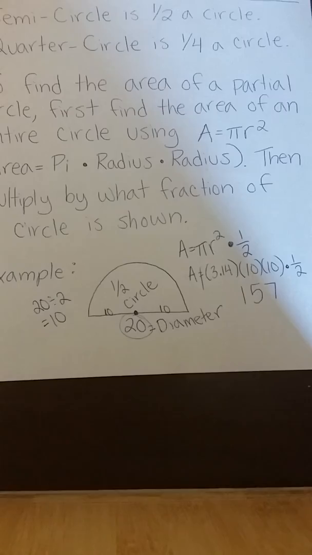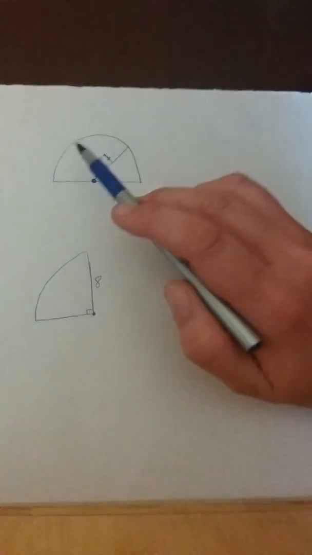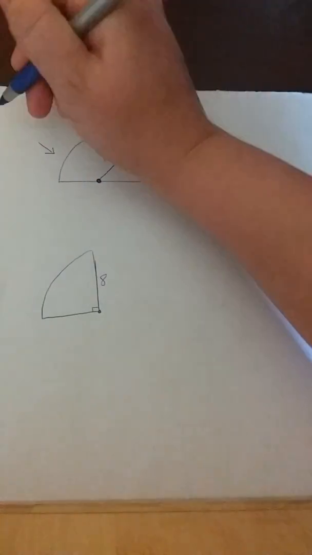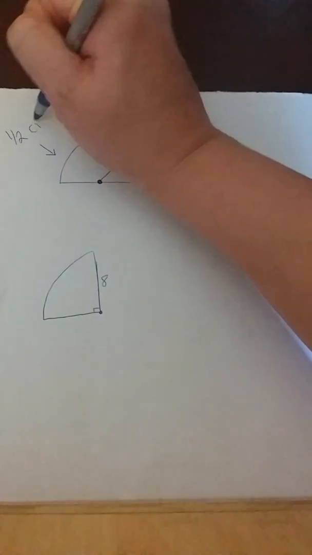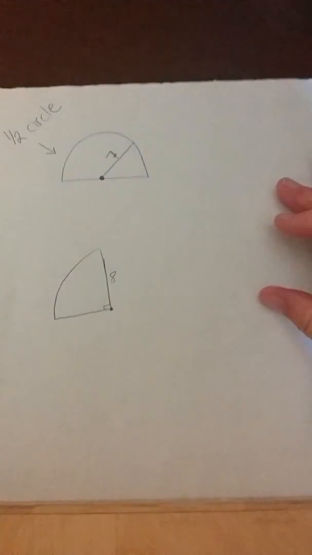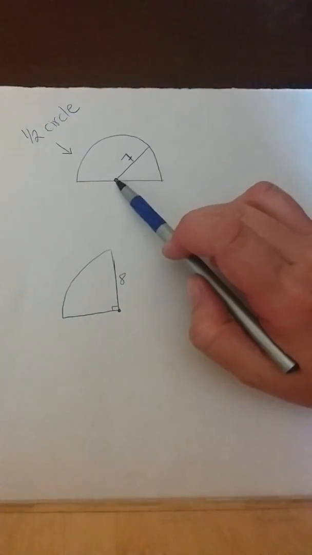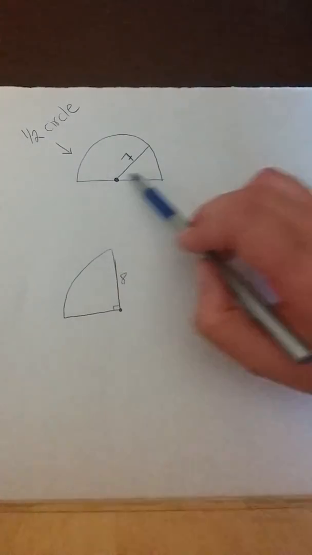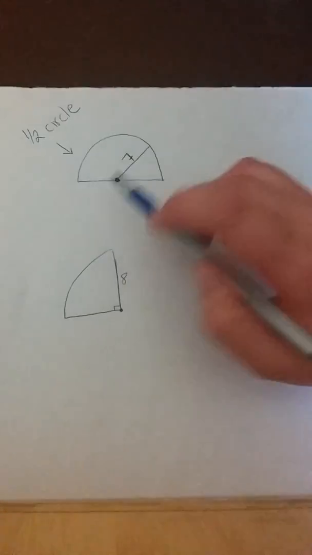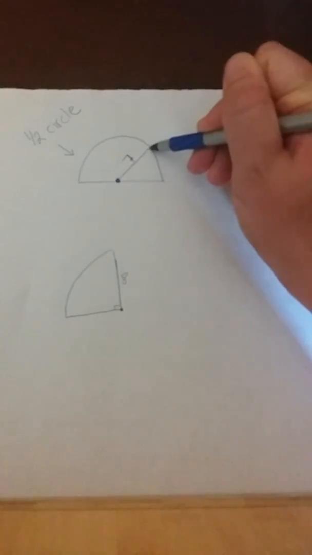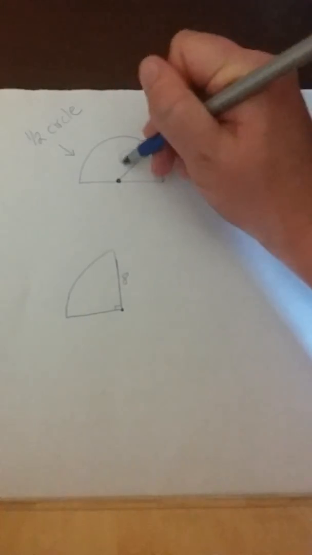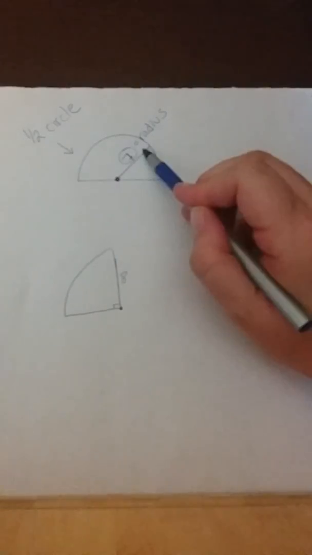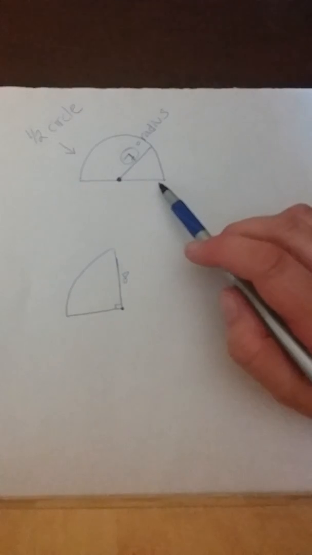Let's look at another example. Okay, so here I have another semicircle. It's a half circle, so I'm just going to write, this is another half circle. And if you look here, 7 is going from the middle to the edge. It's not all the way across. It's not this line down here that goes all the way across. It's just middle to the edge. So this is a radius. Radius goes middle to edge. Diameter would go all the way across.